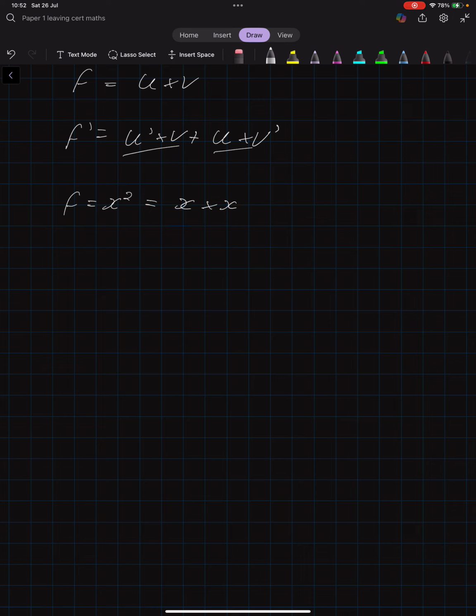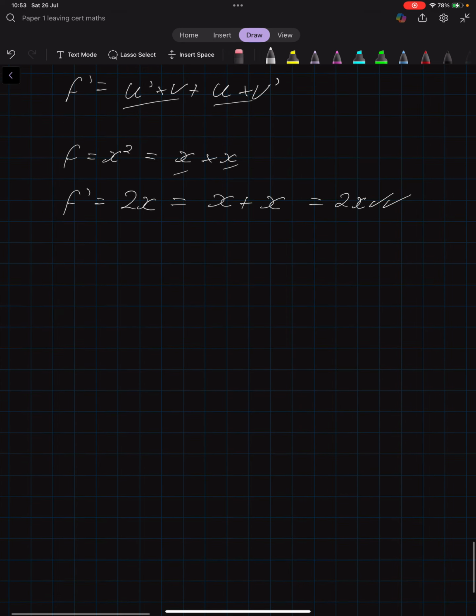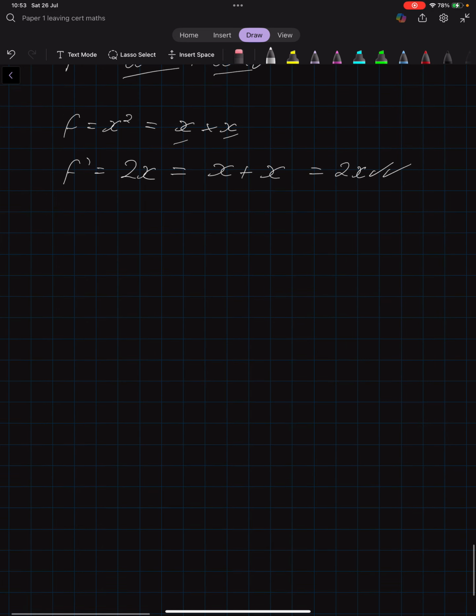So I can say, okay, we'll plug it into this formula. Well, f prime, well, I know from the power rule, if I bring the 2 down, I get 2x. So I should get 2x. So first of all, differentiate this, I get 1. 1 times x is x. Now if I differentiate this, I get 1, and I get x. X plus x is indeed equal to 2x. Okay? So that's just a quick example of the, sorry, product rule.